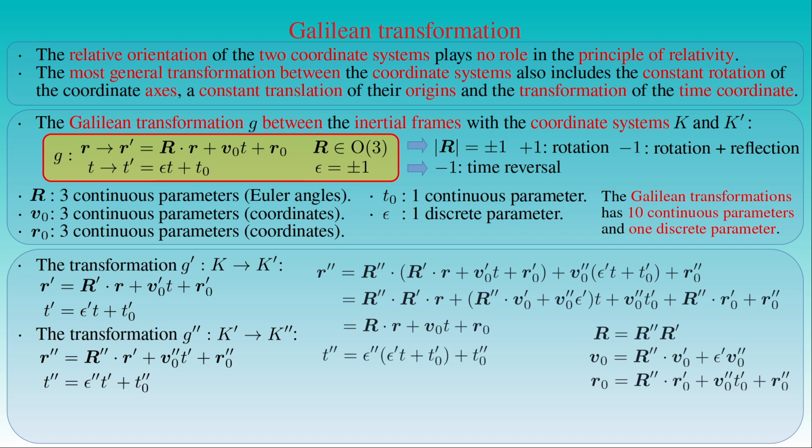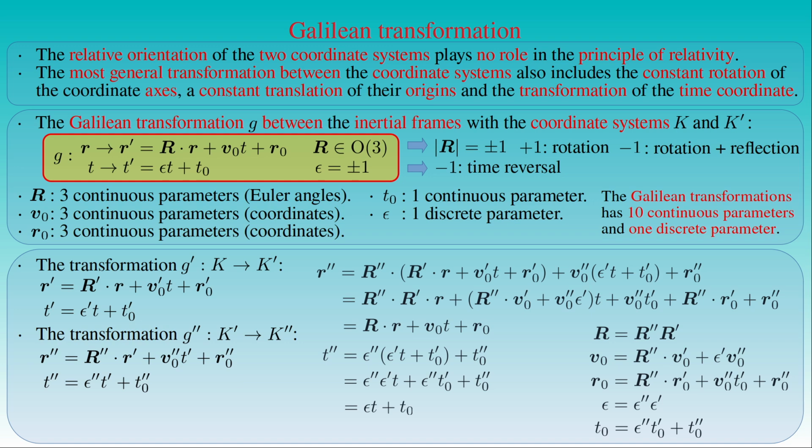Similarly, by substituting the scalar equation of the first Galilean transformation into the scalar equation of the second Galilean transformation, we can write t'' as the product of epsilon'' and epsilon' times t, plus epsilon'' times t0', plus t0''. If we introduce the parameter epsilon for the product of epsilon'' and epsilon', and the parameter t0 for the sum of epsilon'' times t0' and t0'', then the time coordinate t'' can be written as epsilon times the time coordinate t plus t0. By inspecting the expressions obtained for the position vector r'' and the time coordinate t'', we observe that they have exactly the same form as the vector and scalar equations defining the Galilean transformation.